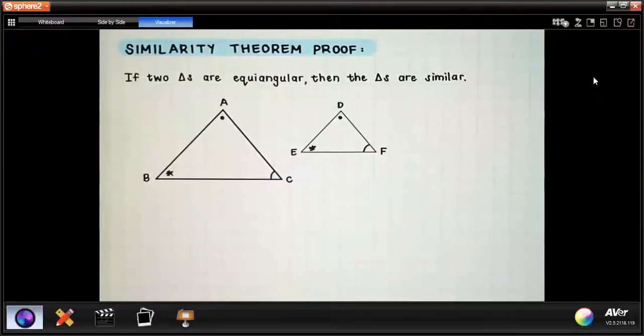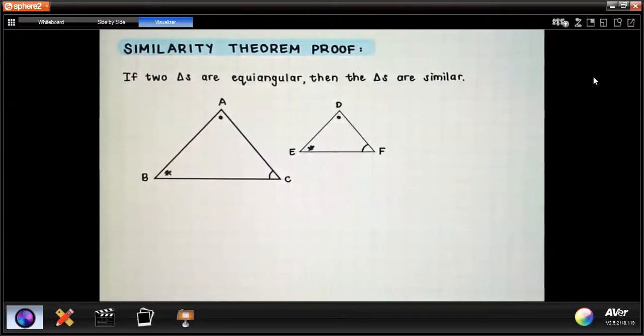Right, hello everyone. Today we are doing the similarity theorem proof. This is the second Euclidean geometry proof that you need to know. So the similarity theorem is something that we've actually been using since grade 8, grade 9, but now we have to prove it. So they're saying if two triangles are equiangular, then the triangles are similar. Now we know that already.